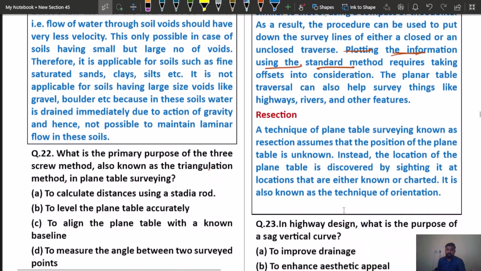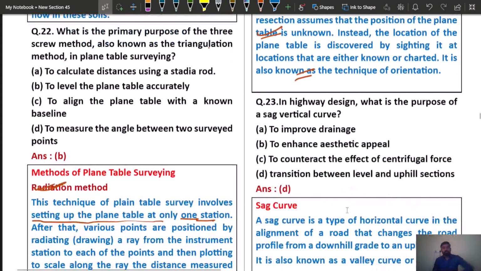Okay, why is the resection method used? The purpose of the resection method is to establish a new position of sighting or a new position of location. This technique is also known as orientation. So in this question, asking what is the primary purpose of the three-screw method? The primary purpose of this method is to level the plane table accurately. So option B is correct.